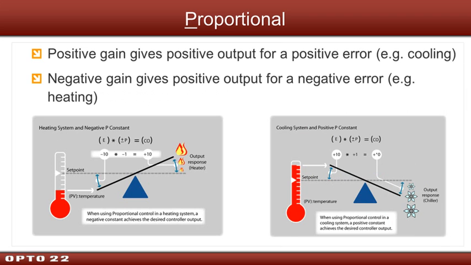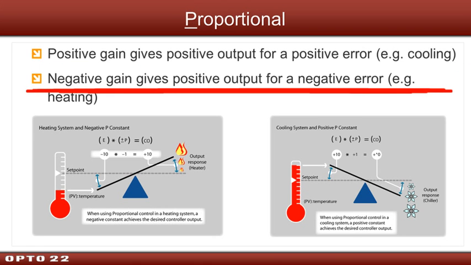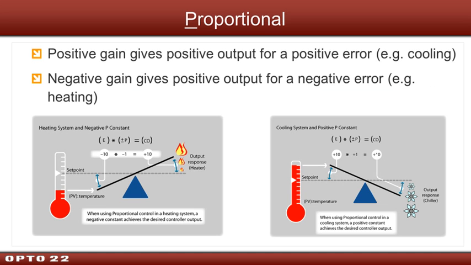The other aspect about the proportional that we need to talk about is which direction the output is going to change. So let's use two easy to understand, easy to talk about: heating and cooling. A positive gain gives a positive output for a positive error. A negative gain gives a positive output for a negative error. Confused? All right, let's break this down a little bit.